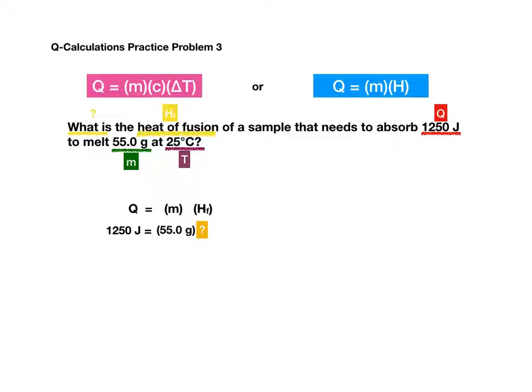Now it's just simple algebra now that I've plugged everything into the best equation. On the calculator, I want to divide 1,250 by 55.0. H of F will then equal this calculator answer with several digits in it. But looking back at the Q value, 3 sig figs, the M value, 3 sig figs, so I can only keep 3 significant digits from the calculator answer. So final answer, the heat of fusion of my sample is 22.7 joules per gram.